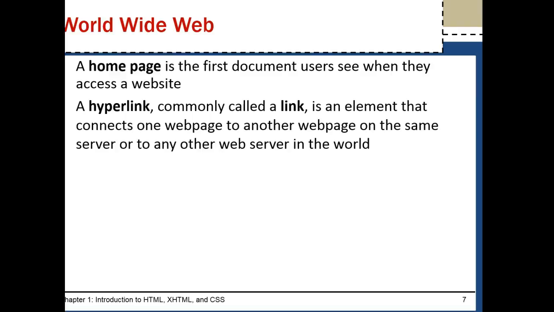So what is a home page? A home page is the first document that a user sees when they access a website. So somebody might ask you, can you show me your home page? That's the first page of your website. And a hyperlink, which is commonly known as a link, and every website has links in it, is an element that connects one web page to another web page on the same server, or it could be on another server somewhere else. So you could have a link from your website to another website, which could be in another part of the world.